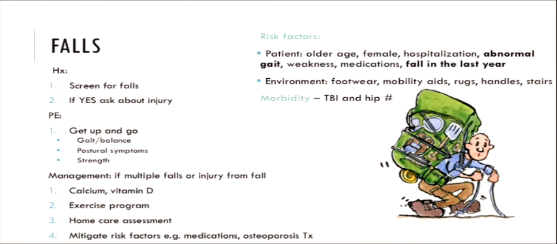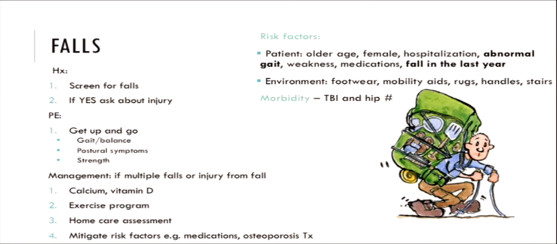So you do that home care assessment to cover the environmental aspect. And then you obviously mitigate any other risk factors. Like, is there a medication they're on that's potentially causing postural hypotension? Does the fact that they have osteoporosis put them at higher risk of breaking something when they do fall? So you want to treat that if it's present.